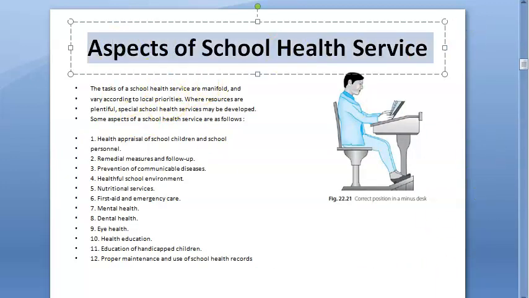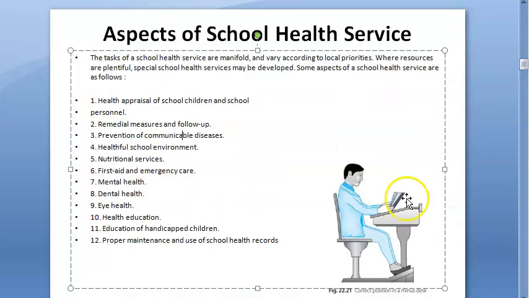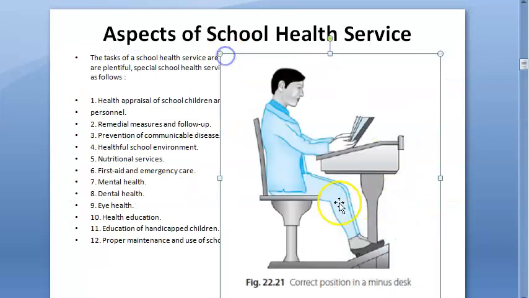So let us look at aspects of school health service. There are some aspects. See here, what is this photo? Let us look at this photo. This is the correct position in a minus desk. A minus desk means the desk and the seating should overlap. So that is a minus desk. That way they will not lean forward, right?